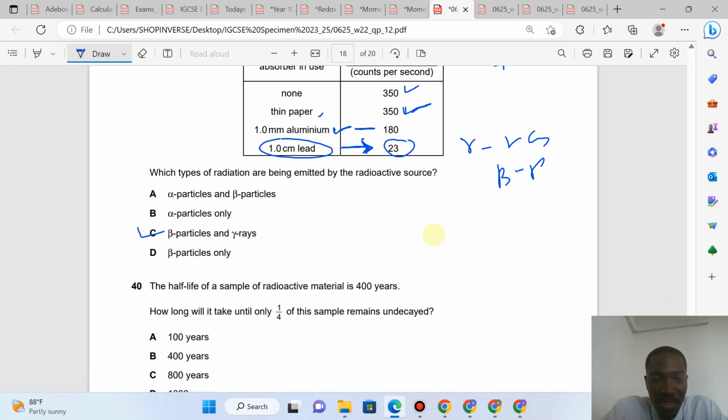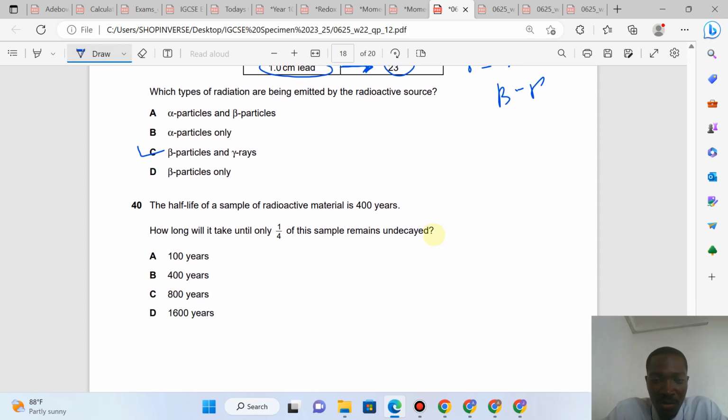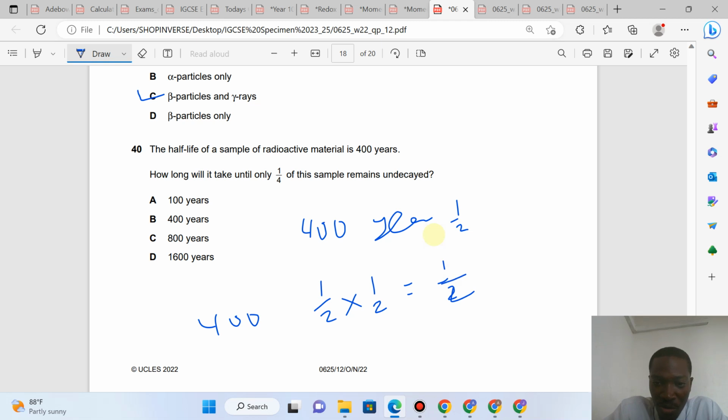Now question 40. The half-life of a sample of radioactive material is 400 years. How long will it take until 1/4 of the sample remains undecayed? Okay, so if half-life is 400 years, how long will it take for 1/4 to remain undecayed? So after 400 years, half would have decayed. That means you are left with half. After another 400 years, half of that will decay again. That means 1/4 will decay.